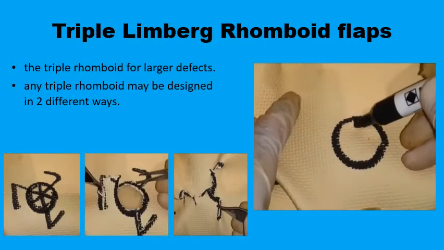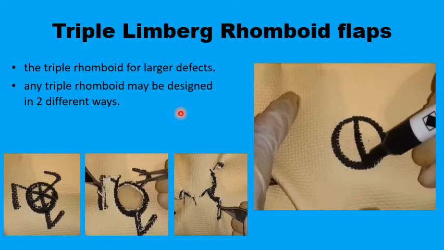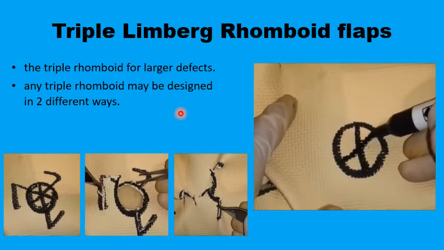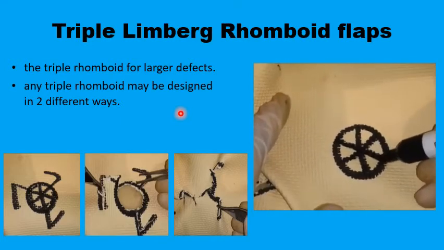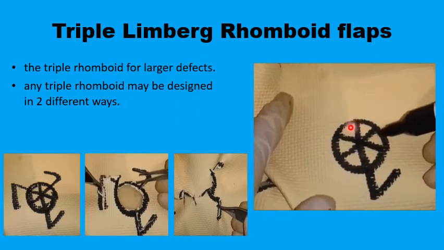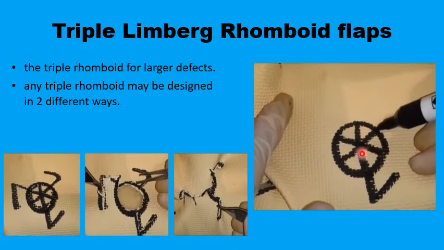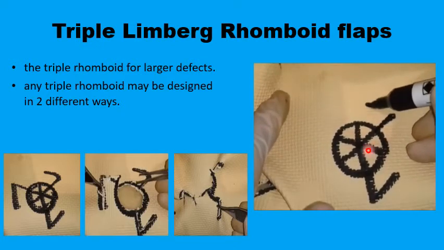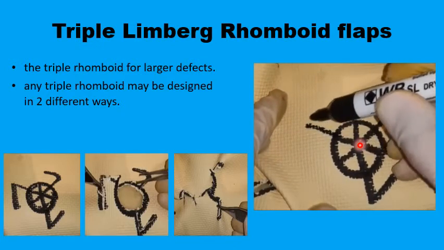If needed, you can have a triple Limberg to fill up a very large defect. Here we don't draw parallelograms outside the lesion, we draw them inside. We draw three small parallelograms inside the lesion by having three diagonals intersecting at 60 degrees.